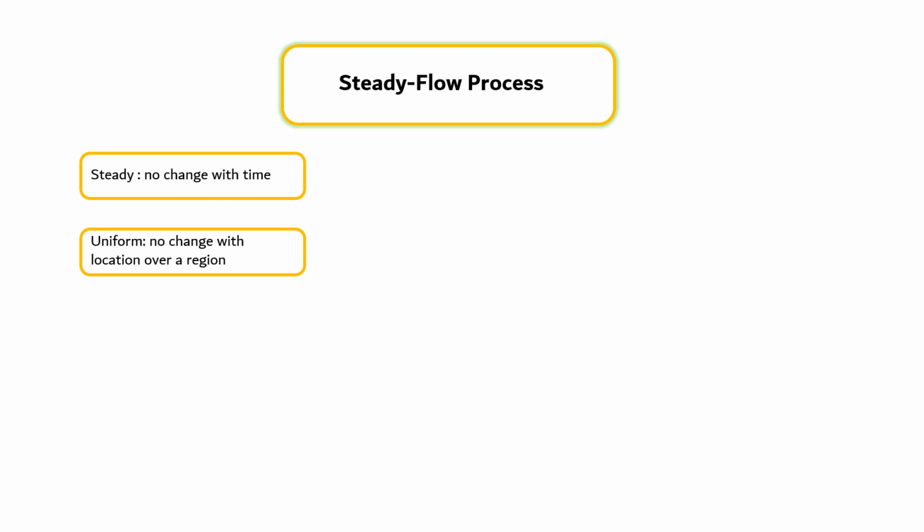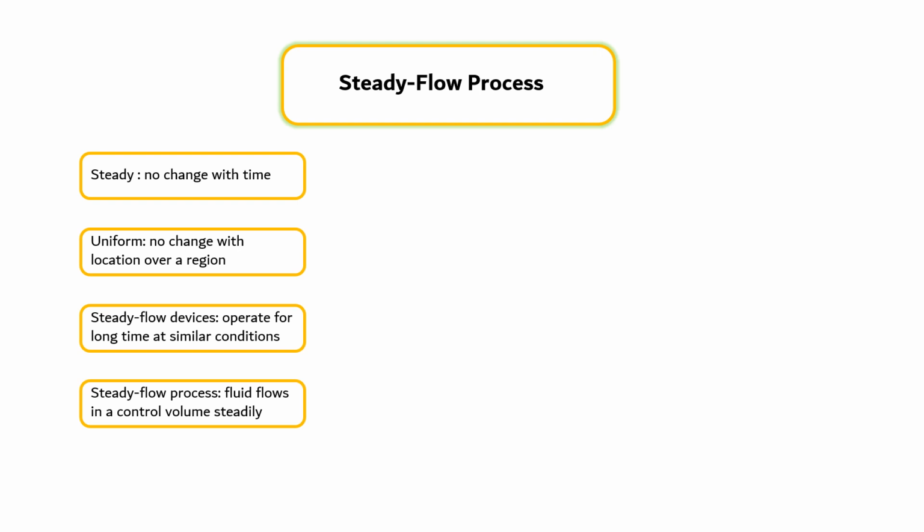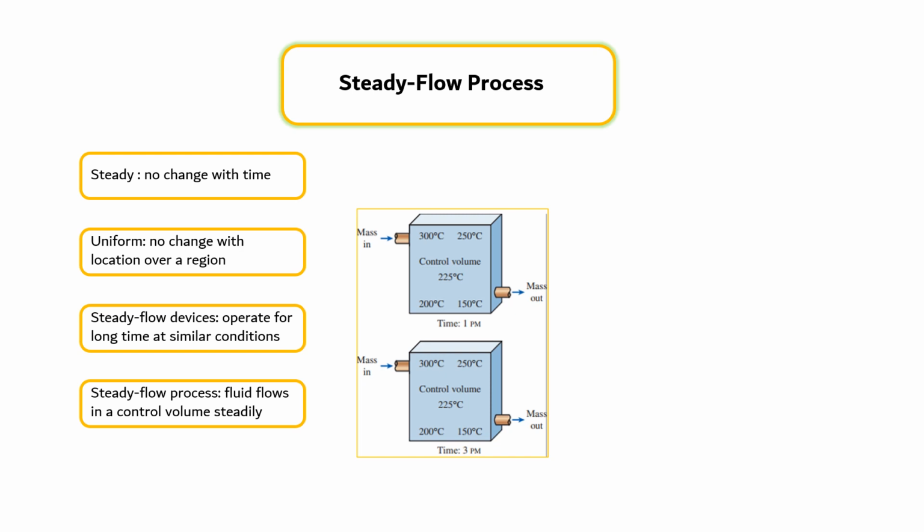A large number of engineering devices operate for long periods of time under the same conditions, and they are classified as steady flow devices. Processes involved in such devices can be represented reasonably well by a somewhat idealized process, called the steady flow process, which can be defined as a process during which a fluid flows through a control volume steadily, as shown in the figure. That is, the fluid properties can change from point to point within the control volume, but at any fixed point they remain the same during the entire process.